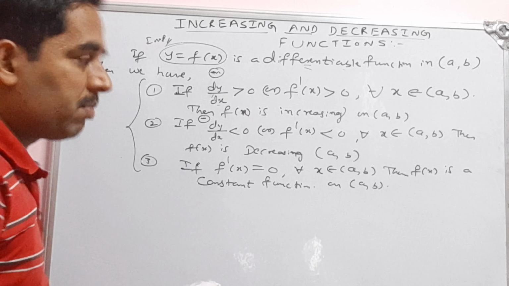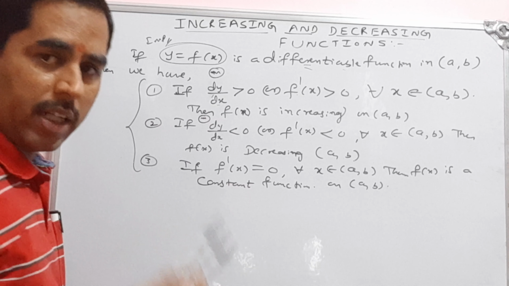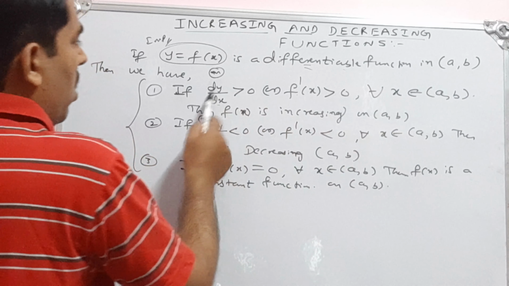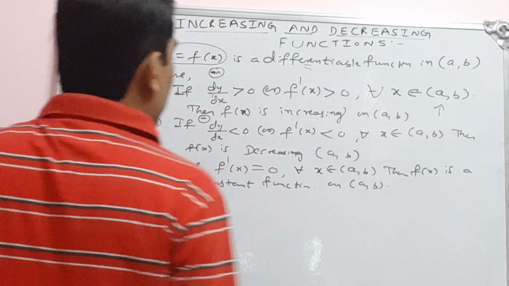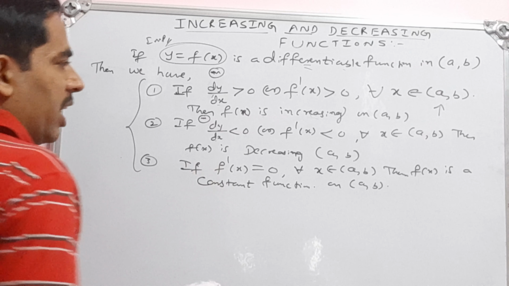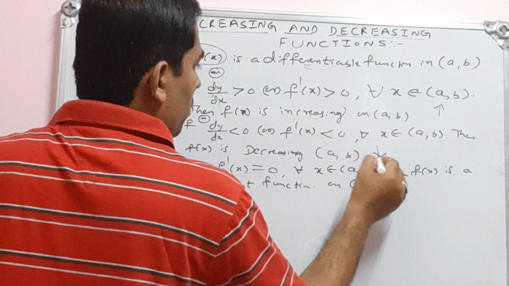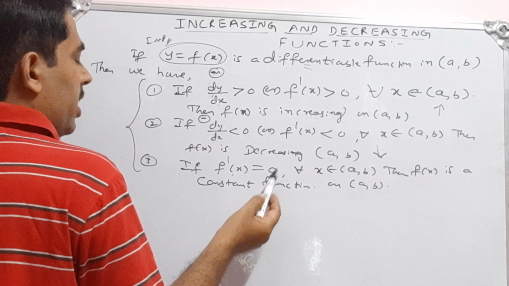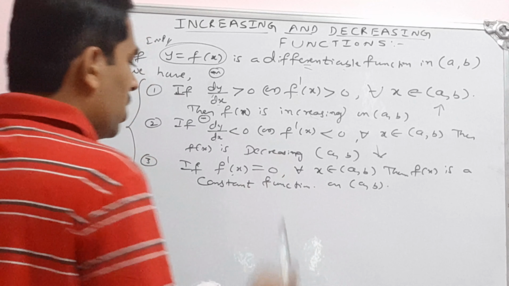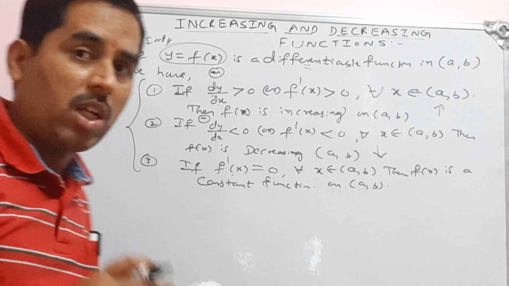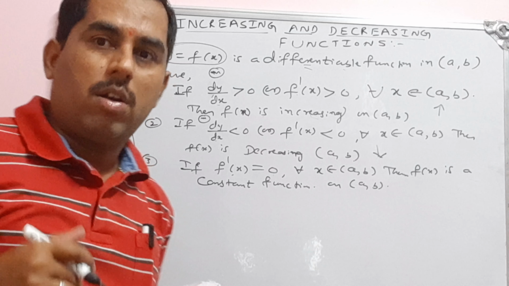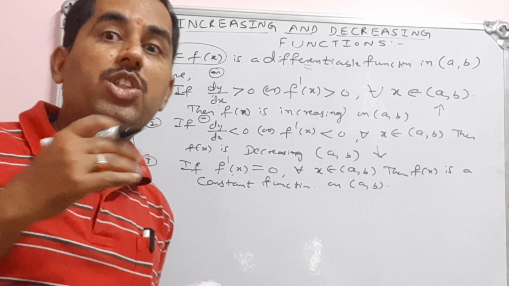Then, if the derivative f dash x is greater than 0, f of x is increasing. So we can write the symbol here. If the derivative is less than 0, then the function is said to be decreasing. If the derivative is 0, then the function is considered a constant function. In this way we can test whether the given functions are increasing or decreasing in which intervals.